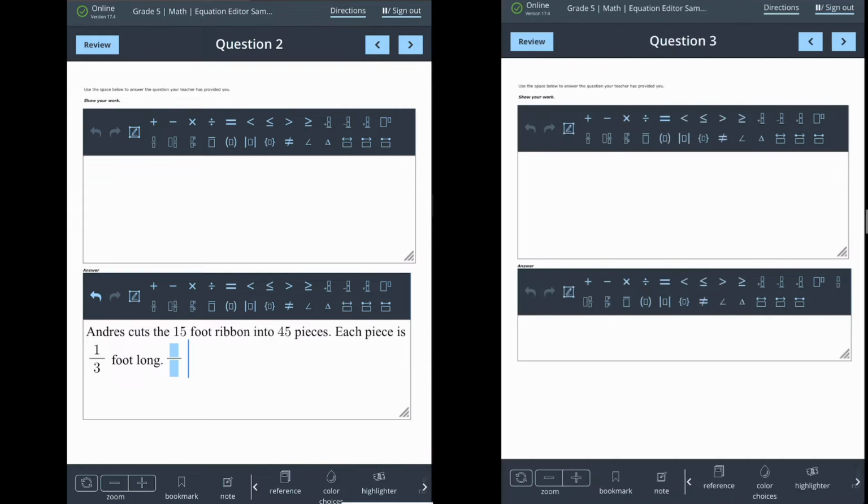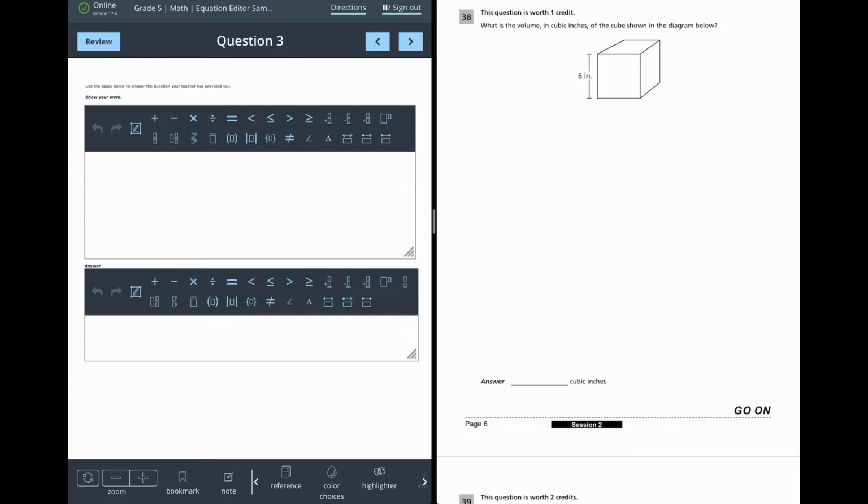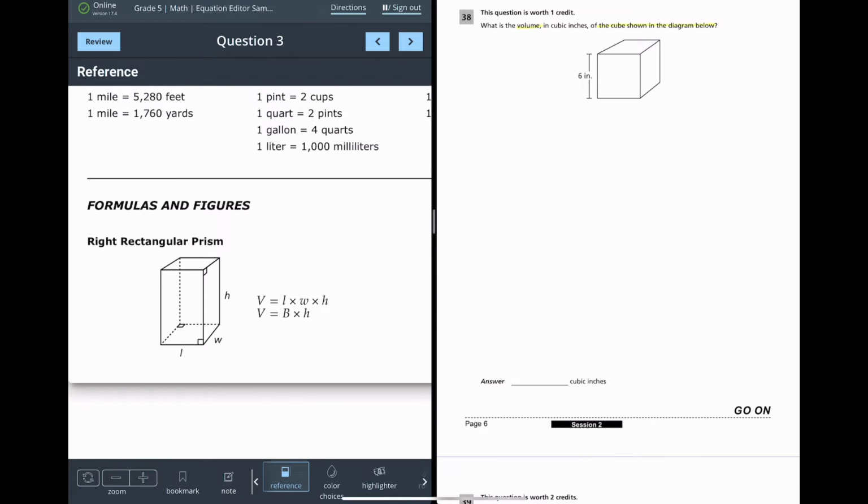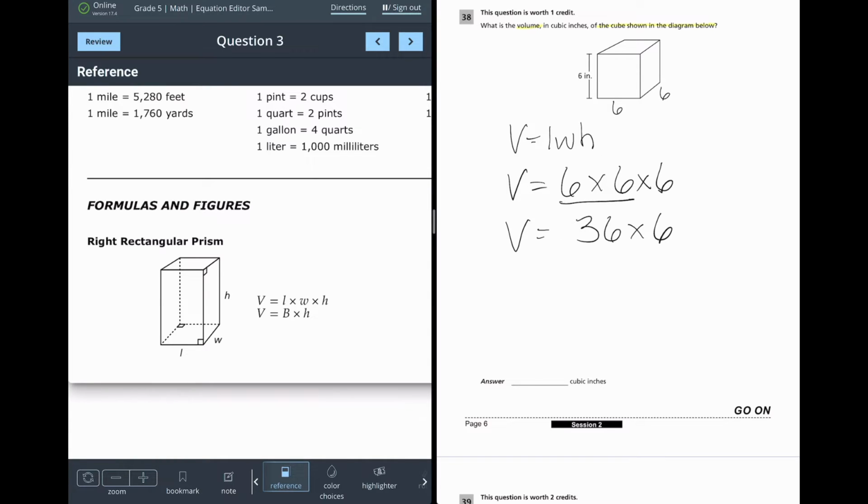So let's practice it. The next question is a volume question. What is the volume of a cube in a diagram? Now again, if you don't remember how to find volume, you can hit reference, and it gives you a formula for volume. So volume is equal to length times width times height, and I have a cube, so I know that all the sides are the same: 6 inches, 6 inches, and 6 inches. So I'm going to just write those 3 numbers in there: 6 times 6 times 6. Okay, and now I'm just going to solve. Well, I know 6 times 6 is 36, and I like to stack.